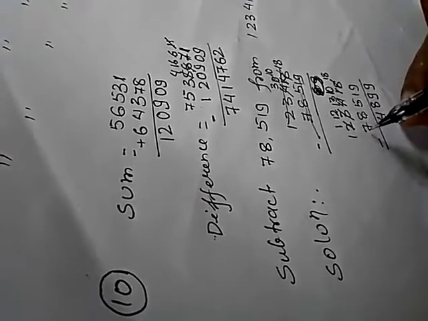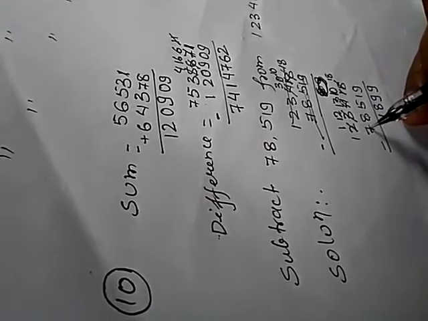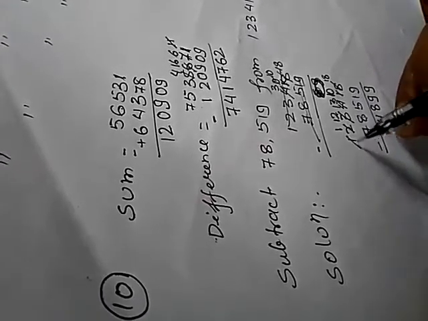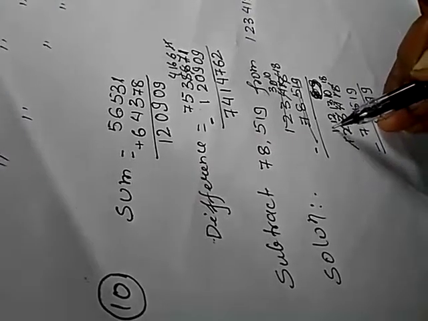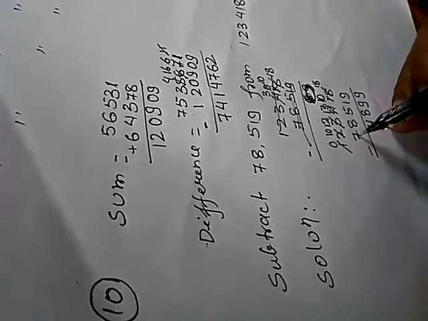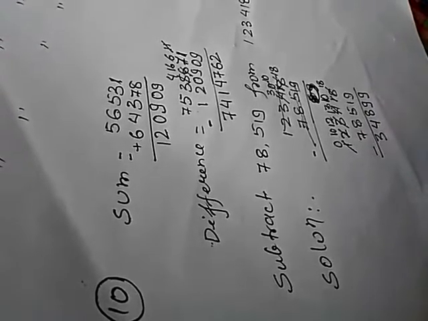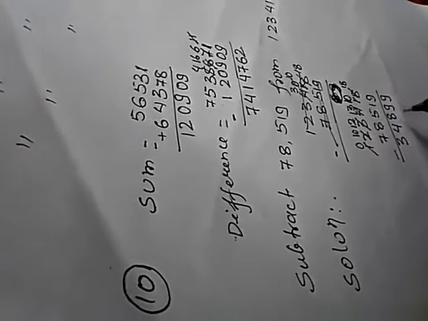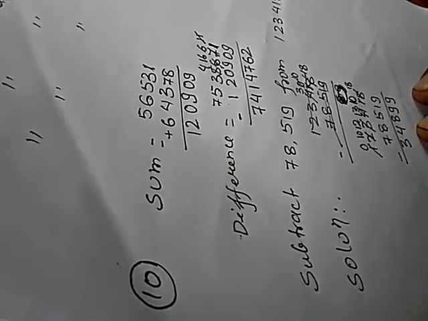We will get 4. Now see, from 1, 7 cannot be subtracted. Again we have to carry from here 1 and it will become 10 and here it is 0. From 10, if we subtract 7, we will get 3. Now our result is 34,899. This is our required result. So in the same process you can do the subtraction.